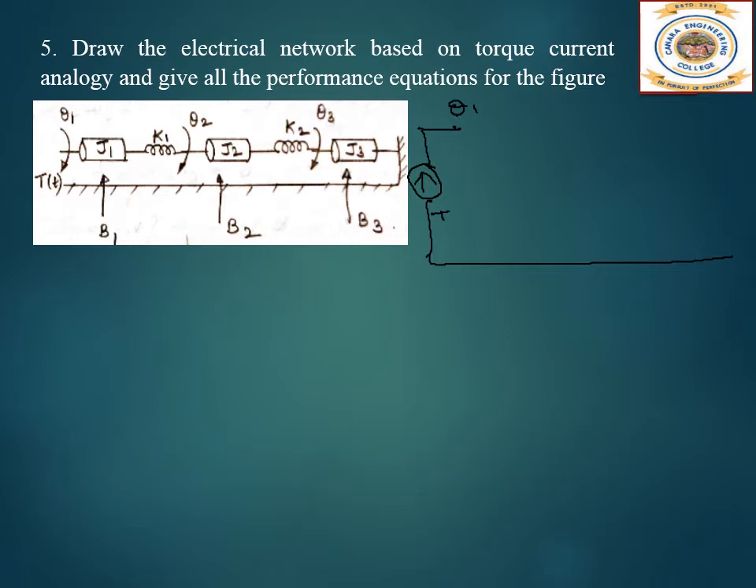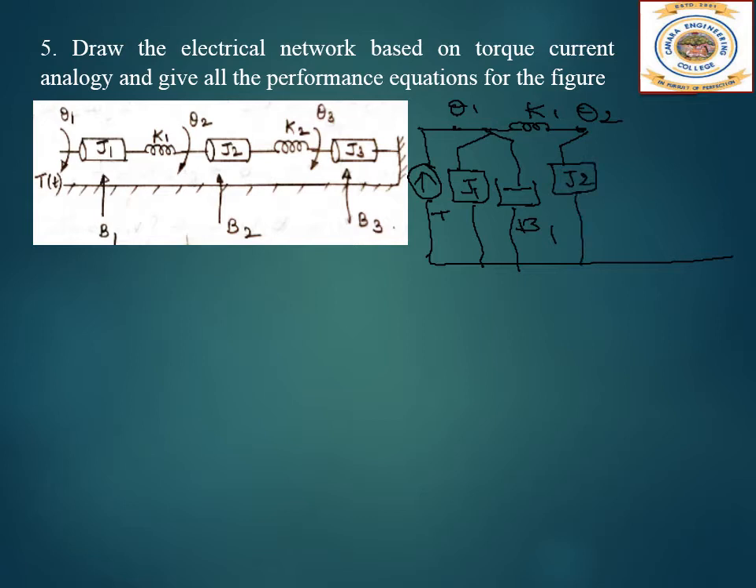Next, what is connected to theta 1? Next is J1 and B1 is also connected between the J1 and the reference. So that also will come from theta 1 to the ground. So this is B1. Then between theta 1 and theta 2 we have K1. So that I will write here. This is theta 2. Again see theta 2, what is there? J2 and B2.